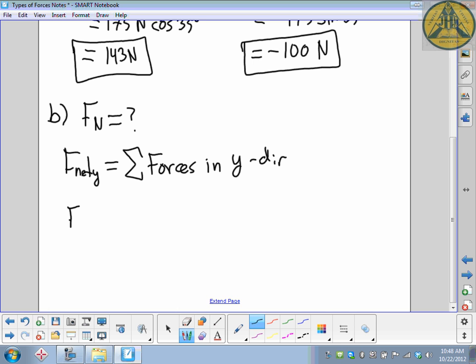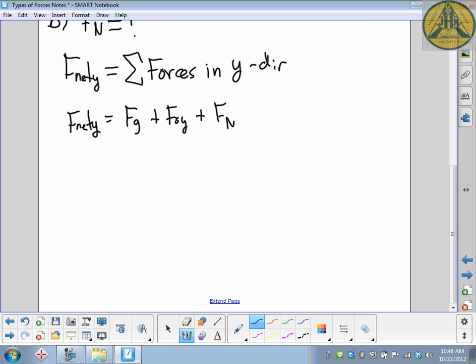So F net in the y direction is equal to the force of gravity, that's acting vertically, plus the applied force in the y direction, that's acting vertically, and then the normal force is also acting vertically. Our net force in the y direction is 0. This object is not lifting off the ground, it's staying at ground level. Force of gravity is mg, negative mg, mass times acceleration of gravity. And then I'll just write here plus force applied in the y direction plus force normal.